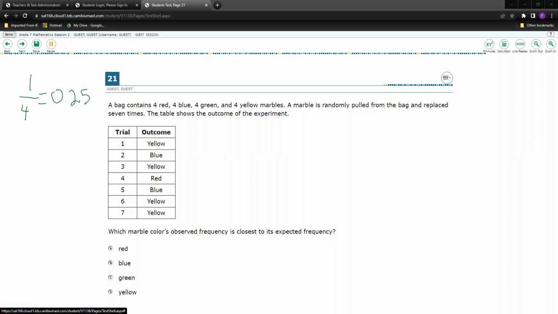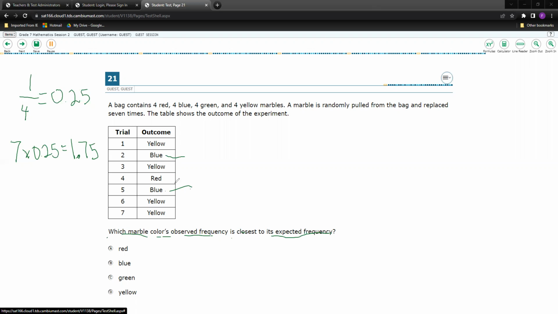If we multiply that times 7, 7 times 0.25 is equal to 1.75. So we're looking for a number that is the most alike 1.75, the closest. So which marble color observed frequency is closest to the expected? The expected frequency, of course, in theory is 1.75. So we're looking for 2. Which number appears twice? Which color, sorry, appears twice?